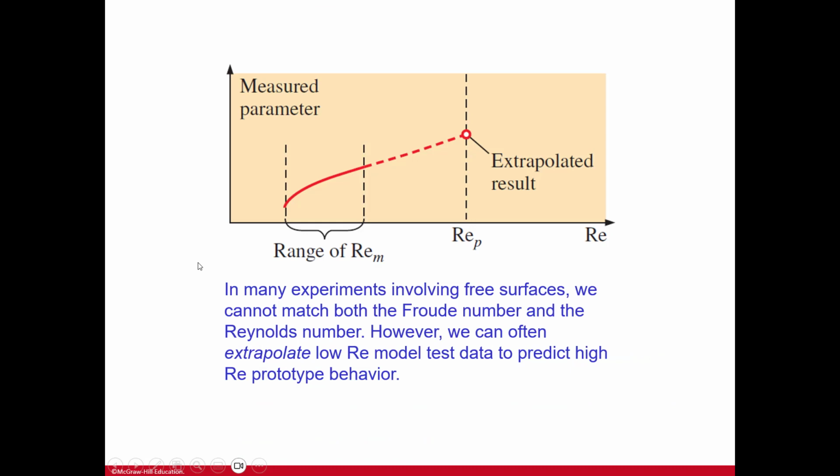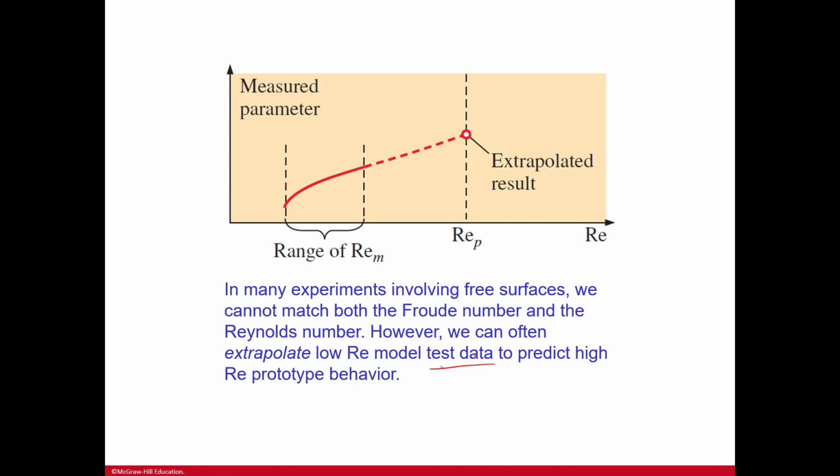There are many experiments involving free surfaces. We cannot match, again, both the Froude number and the Reynolds number. However, we can often extrapolate low Re model test data to predict high Re prototype behavior, right? Remember we talked about this: even if your numbers aren't right, we can predict the behavior, predict trends, predict relationships, things like that, right?